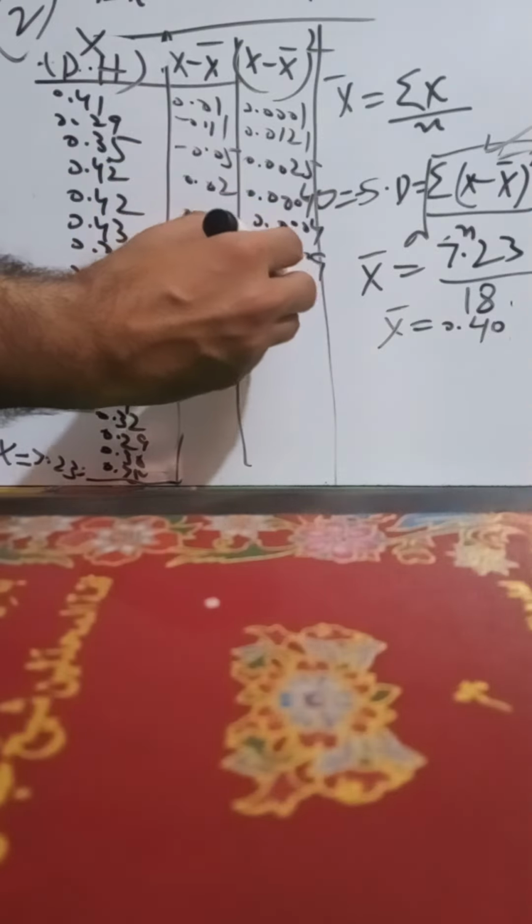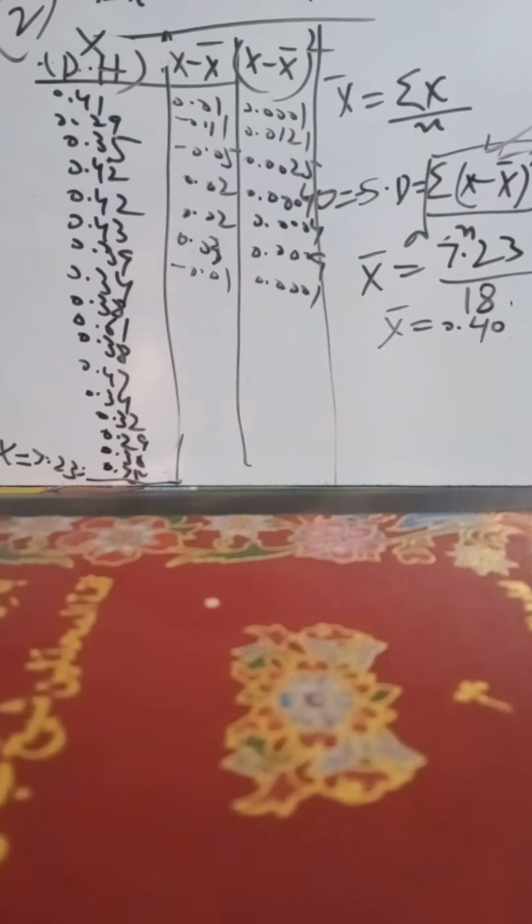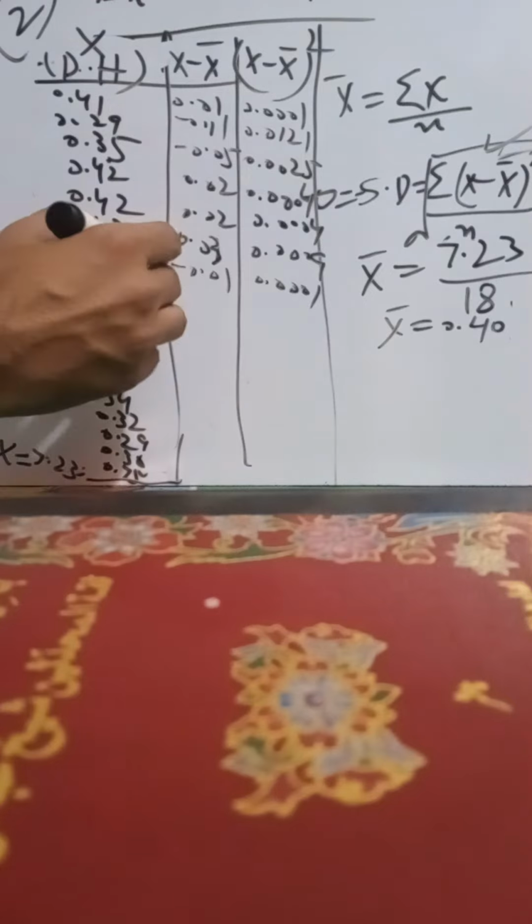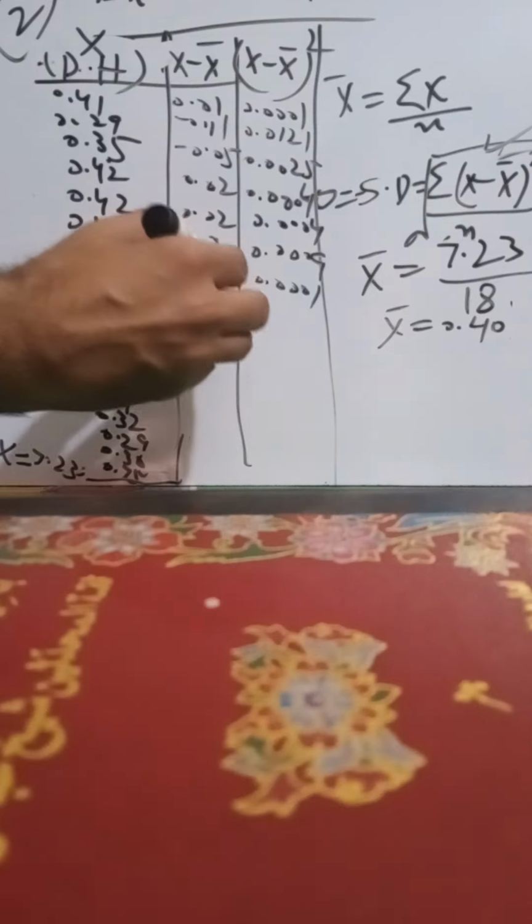0.0009. Then we've got 0.39 minus 0.4. Its value is minus 0.01, and its square is again 0.0001. Then we got 0.34, this value, minus 0.4, minus 0.06, and its square is 0.0036.